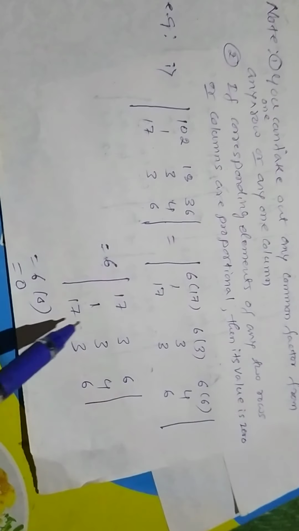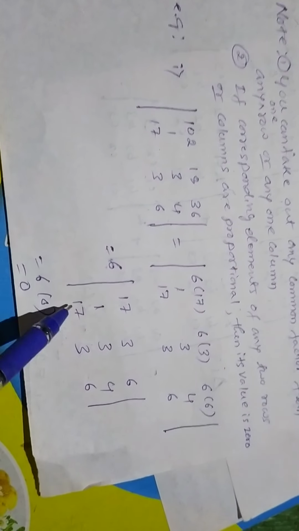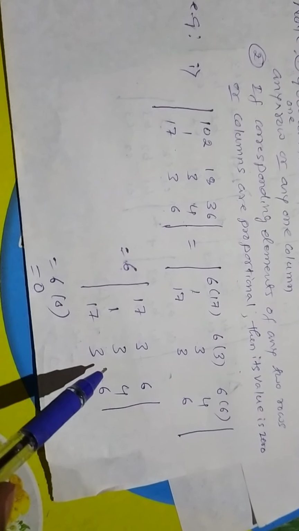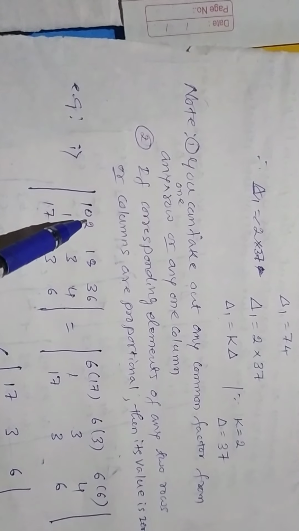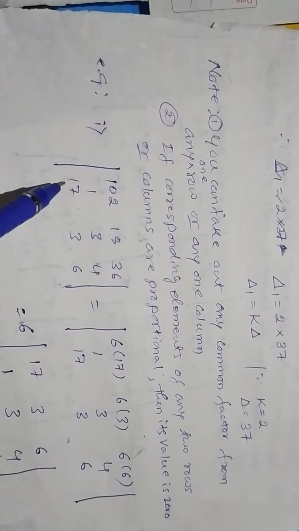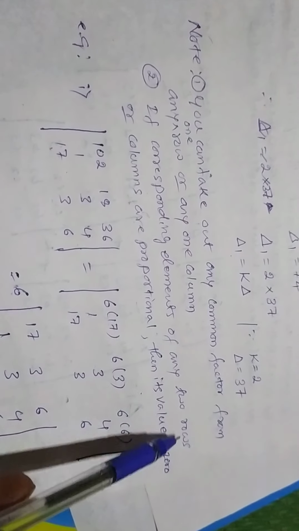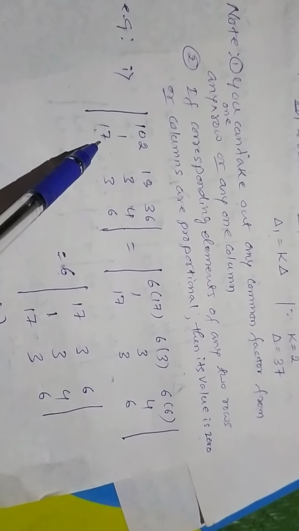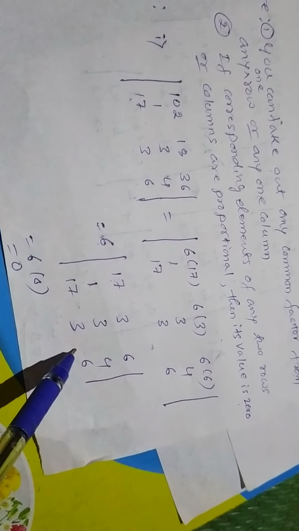See here, the first row and third row, R1 and R3, are in proportion. In such cases, the value of the determinant is 0. If corresponding elements of any two rows or columns are proportional, then its value is 0. Here R1 and R3 are in proportion. When you take 6 as common factor, R1 and R3 are identical.